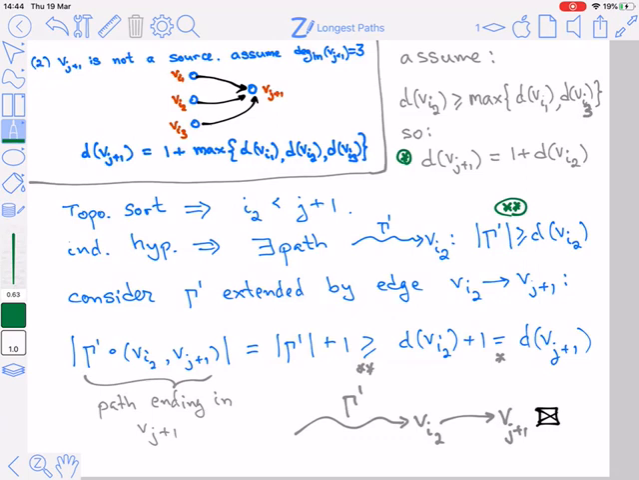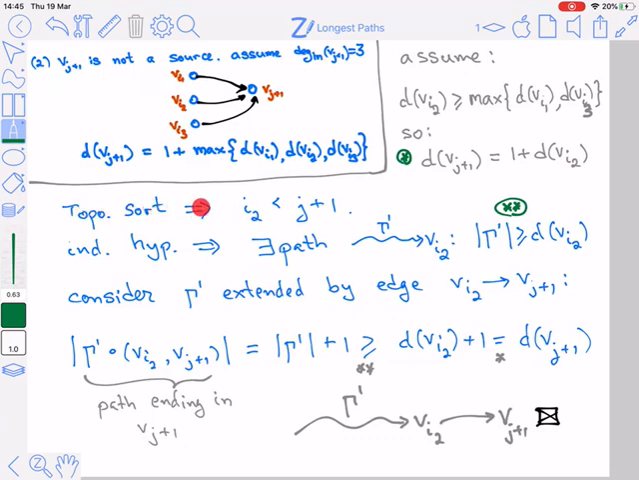Now, among these 3 vertices, Vi1, Vi2, Vi3, let's assume that the algorithm gave Vi2 a delay which is not less than the delay of Vi1 and the delay of Vi3. This means that this maximum actually equals the delay of Vi2. And therefore, the delay of Vj plus 1 simply equals 1 plus the delay of Vi2.